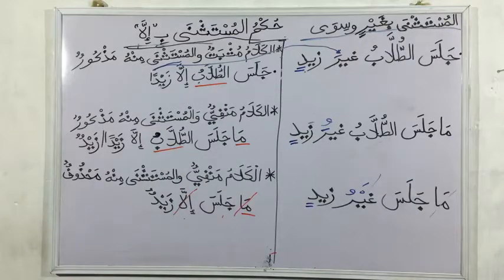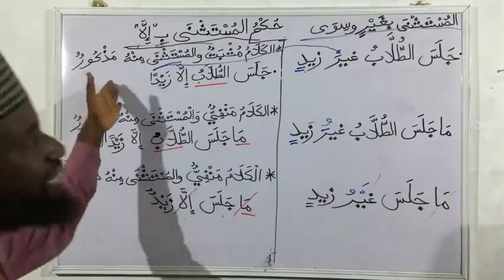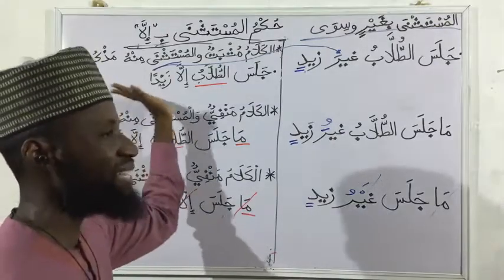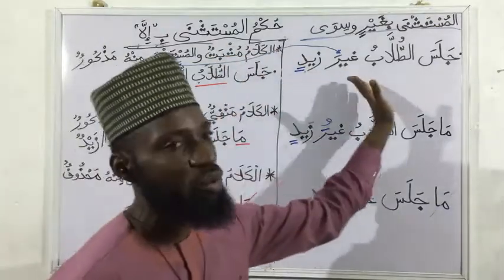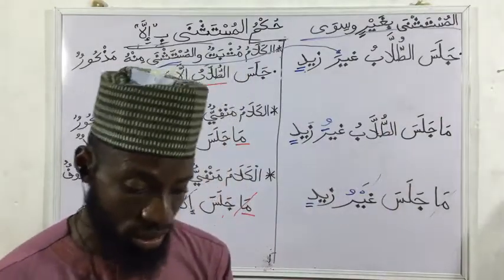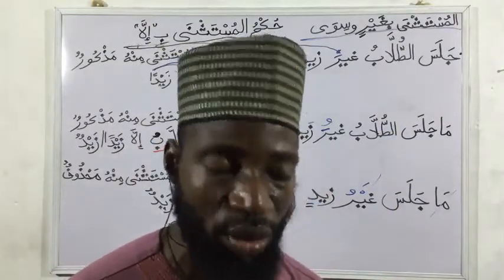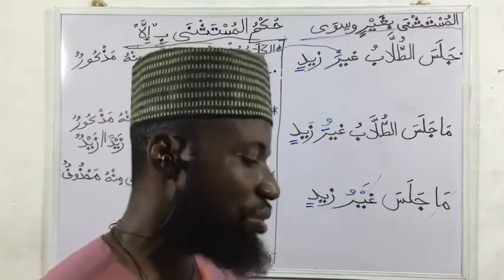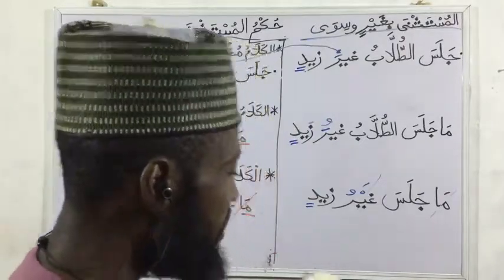Let's look at the text. So whenever you want to treat Goiru, you need to use the illa method. So the hukm of the mustasna will be transferred to your word, to your Goiru. Because this mustasna will always be in jarr state because it's mudaf ilayhi. So let's quickly look at our examples here.